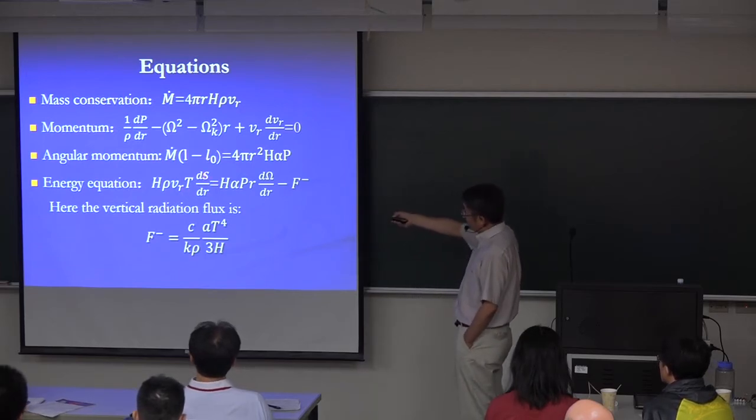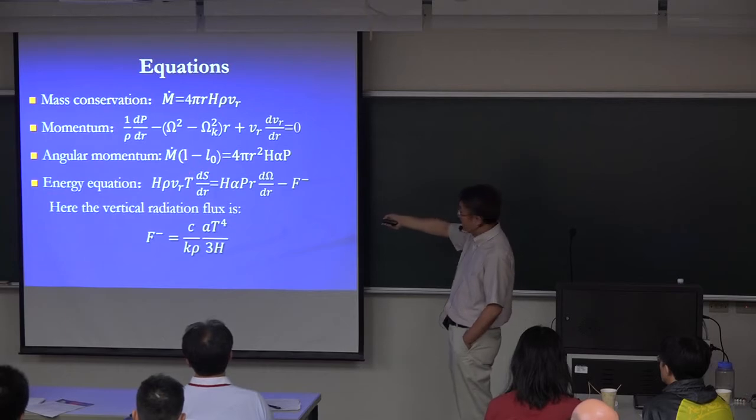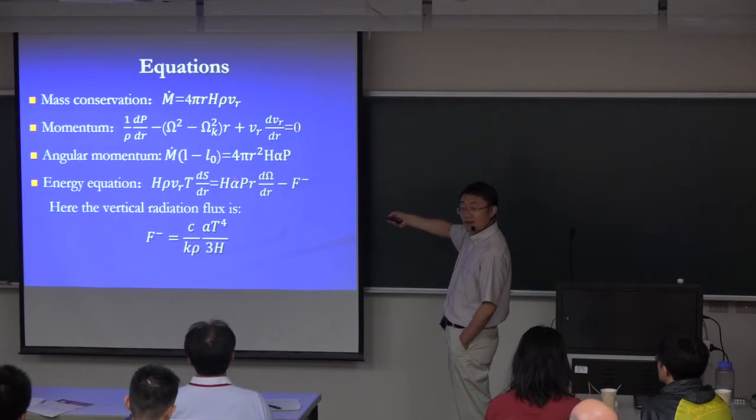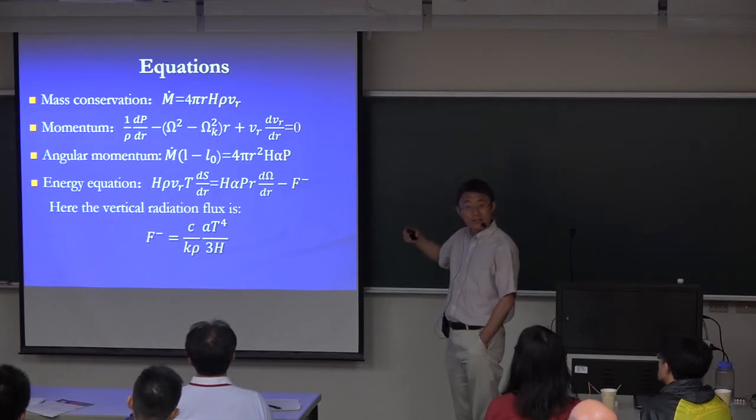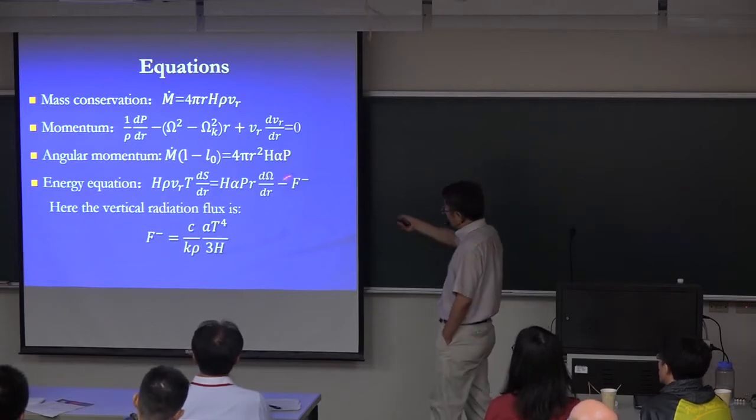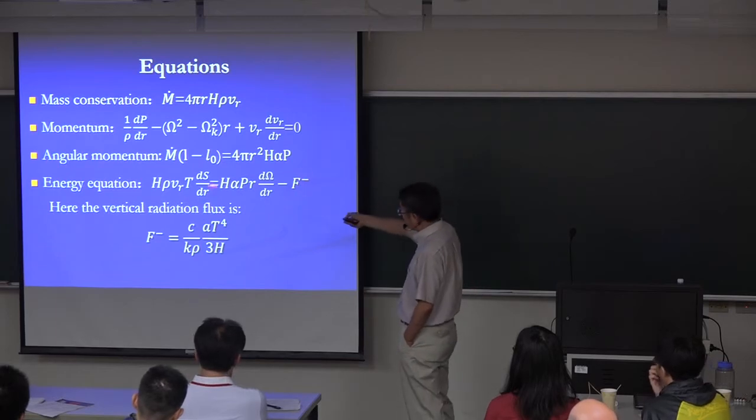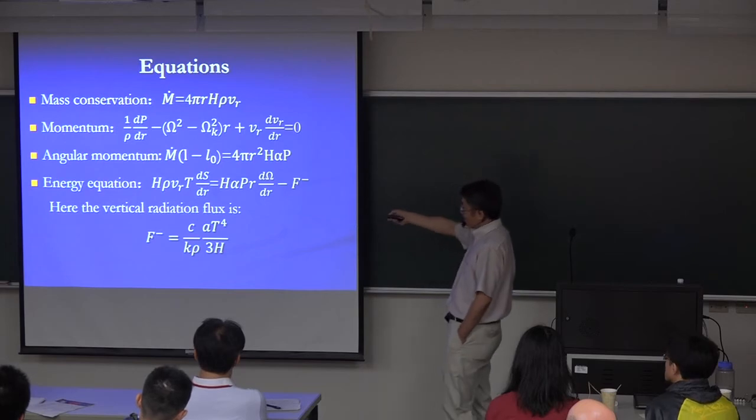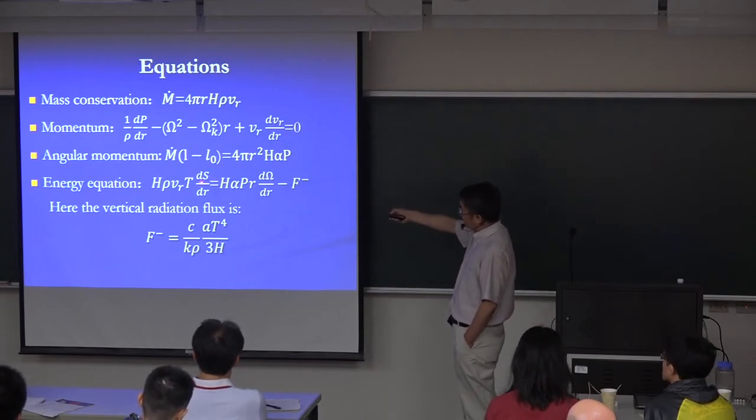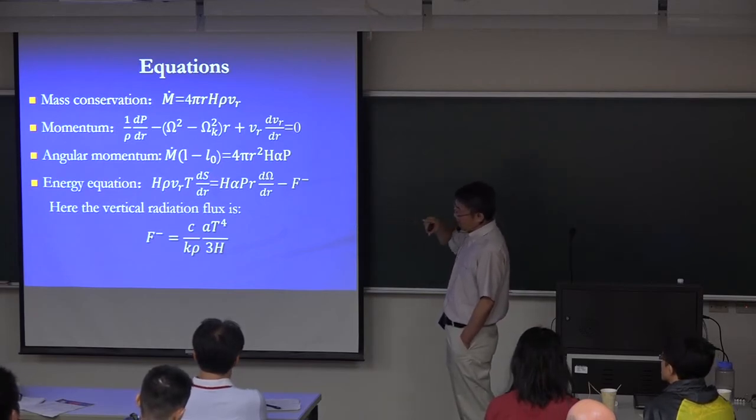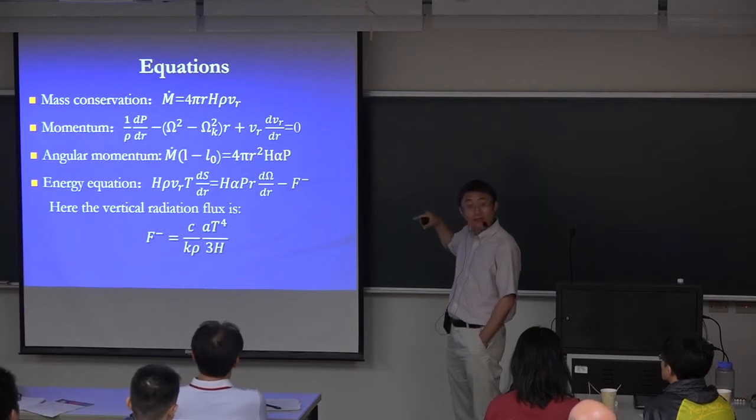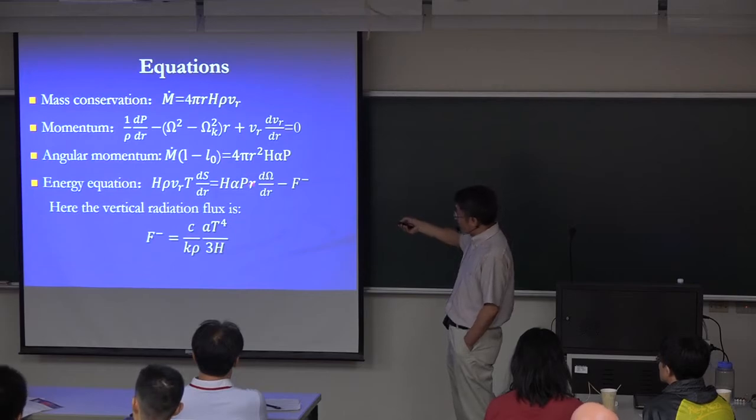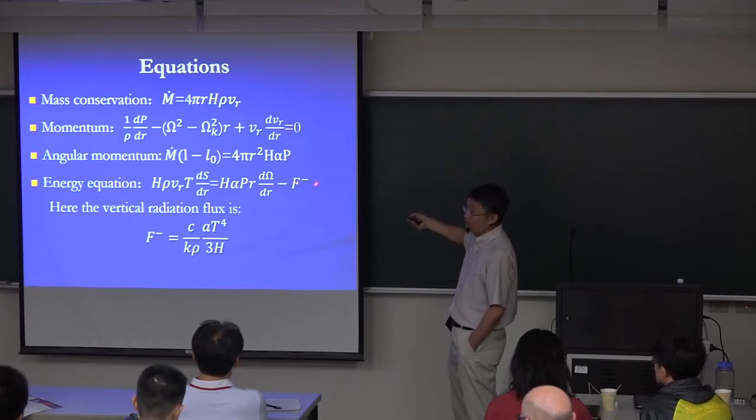For the energy equation, this is the entropy of the gas. This is the viscous or turbulent dissipation rate, the heating rate in the accretion disk, and this is the radiative cooling. This equation is basically the first law of thermodynamics: the gradient of entropy, TdS equal to dq. Here dq means this is the heating term, and this is the cooling term.